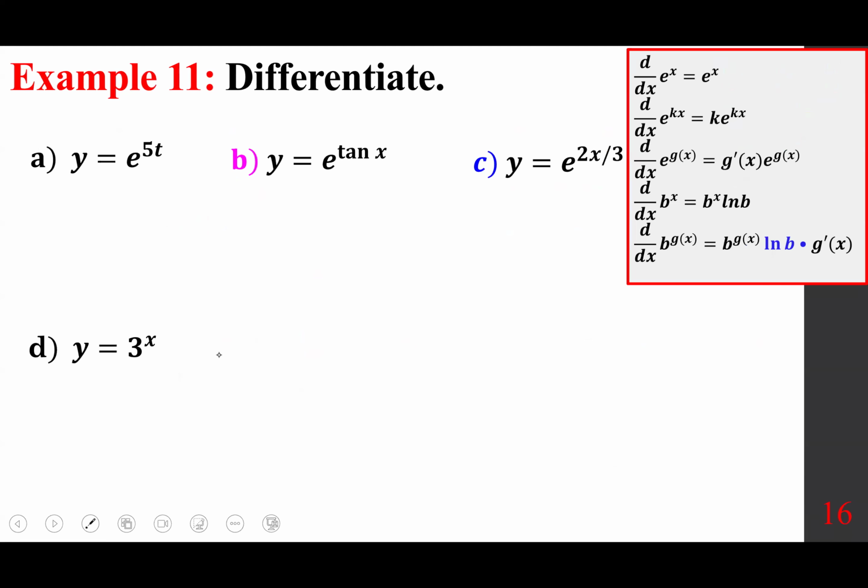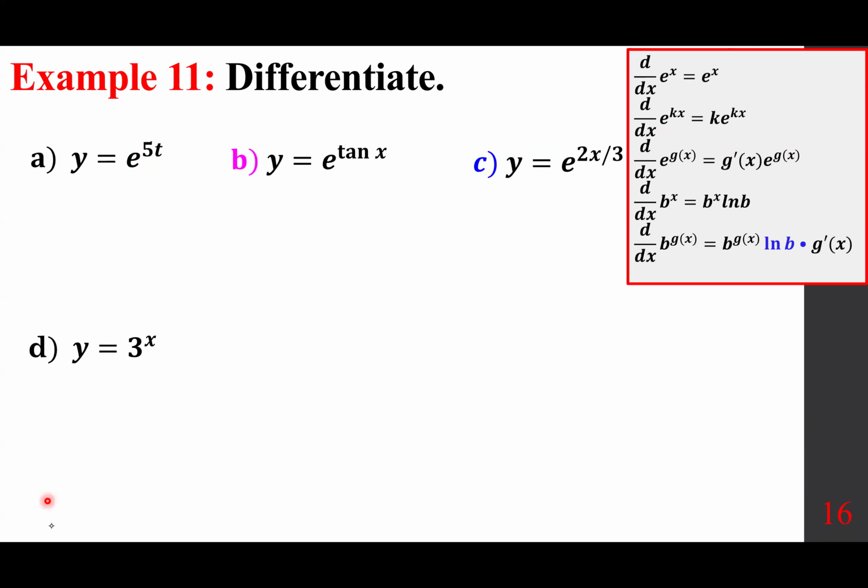We are dealing with exponentials. What I'd like you to know is that in the case of exponentials, the derivative is always itself. d/dx of e to the power of x is itself. If it's to the power of kx, it is itself times k by the chain rule. If it's to the power of g of x, it is itself times g prime. So the answer is itself times what?